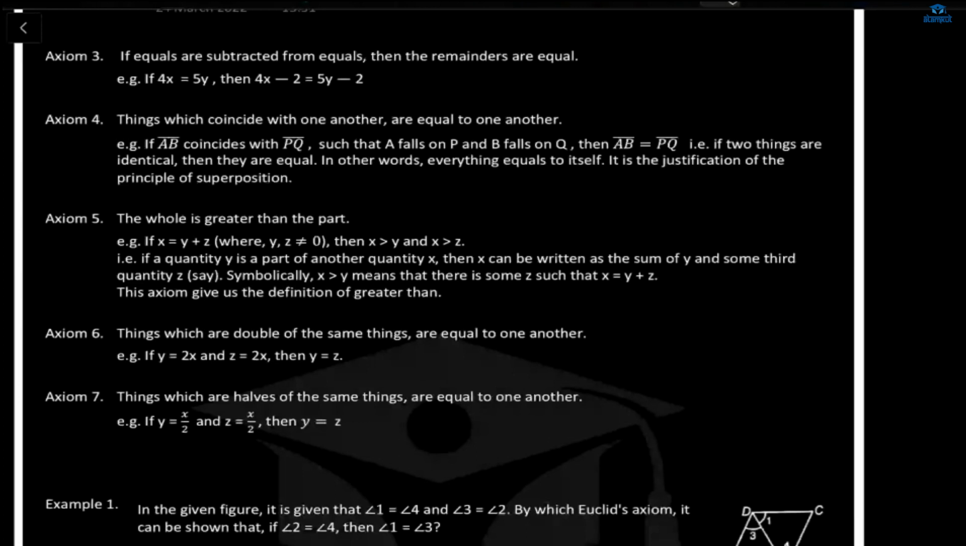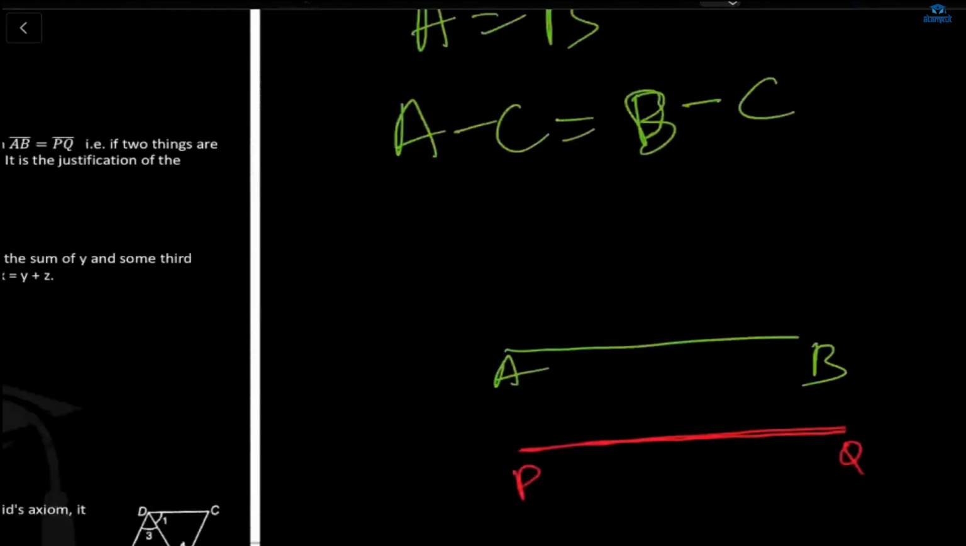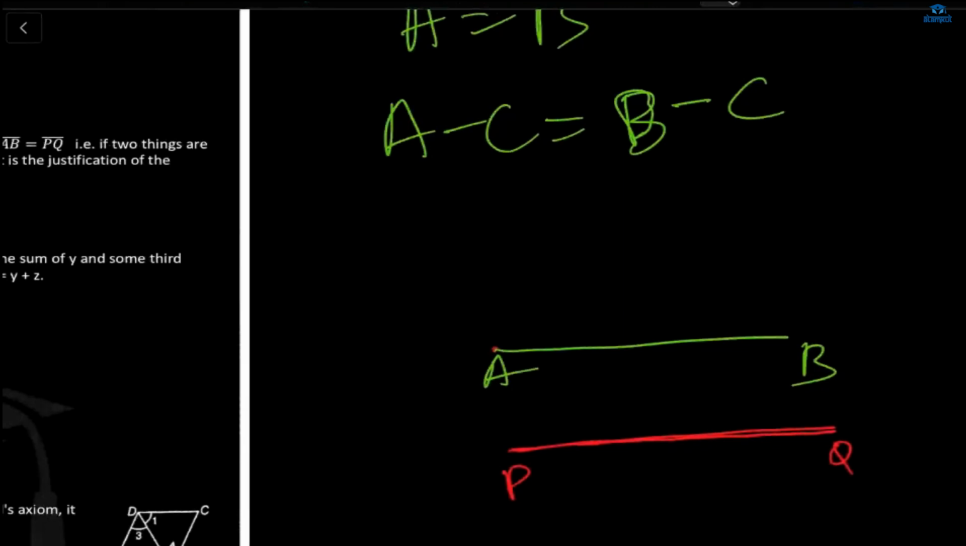For example, if line AB coincides with PQ such that A falls on P, now a proper explanation is given, that A falls on P. जो A point है वो P पे fall कर रहा है और जो B point है वो Q पे fall कर रहा है. That means line segment AB is equal to line segment PQ. That is, if two things are identical, then they are equal. In other words, everything is equal to itself. Obviously, if point A is coinciding on P and B is coinciding on Q, they both became the same thing.